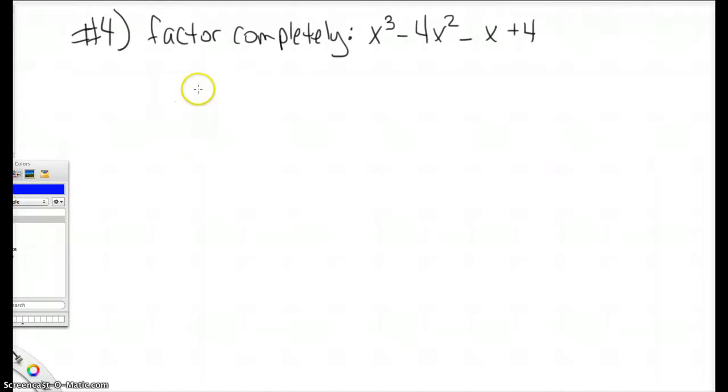Alright, number 4. Factor completely x to the third minus 4x minus x minus 4. What I'm going to do first is, how did I do this? Let's see.